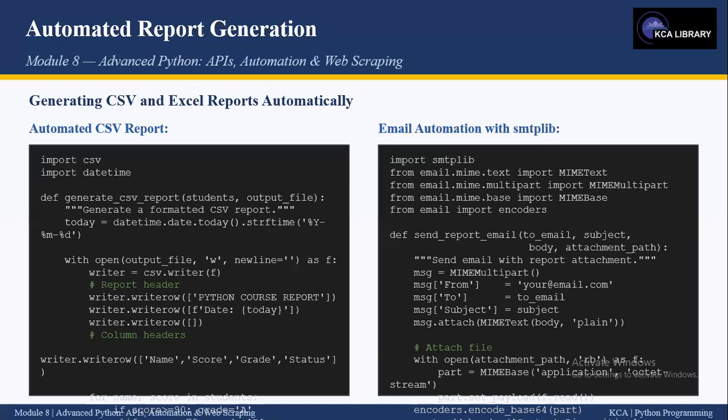The Python smtplib module enables automated email delivery. The function below composes a multi-part email message, attaches a file such as the CSV report we just generated, and sends it via Gmail's SMTP server using a secure TLS connection. This makes it possible to build fully automated reporting pipelines that generate, save, and deliver reports without any manual intervention.